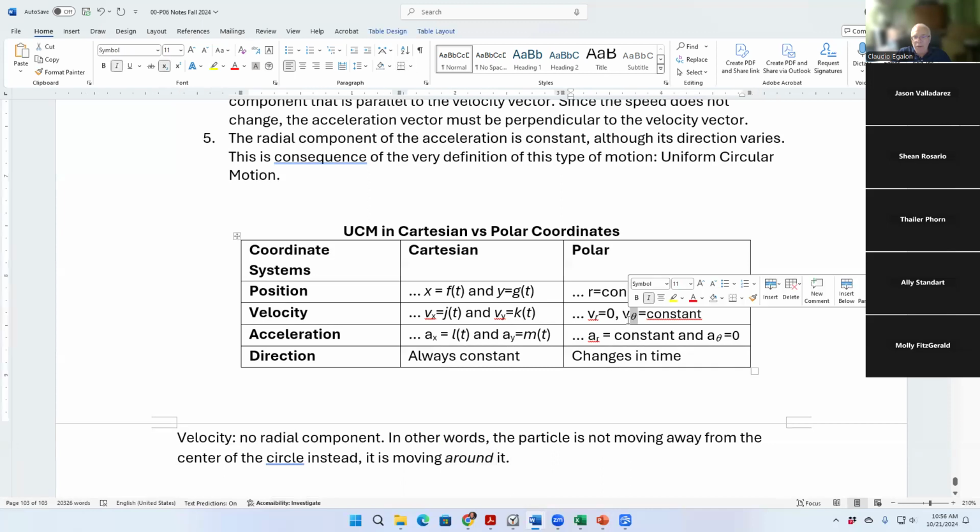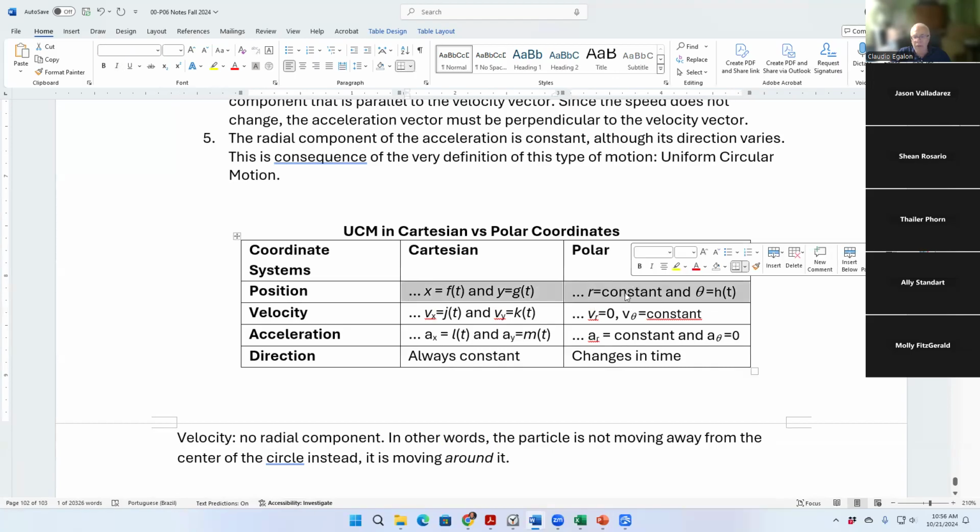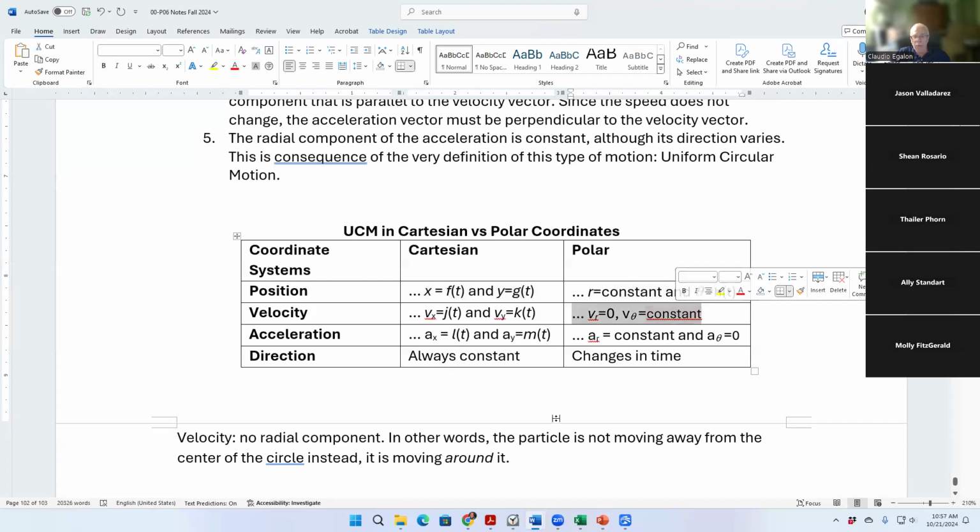But because the velocity is uniform, the theta component of the velocity is going to be constant. Okay? See how everything is much simpler in polar coordinates for this type of motion. Here, half of the coordinates are constant in the polar coordinate system. The components are both constant. One is 0, the other is constant.